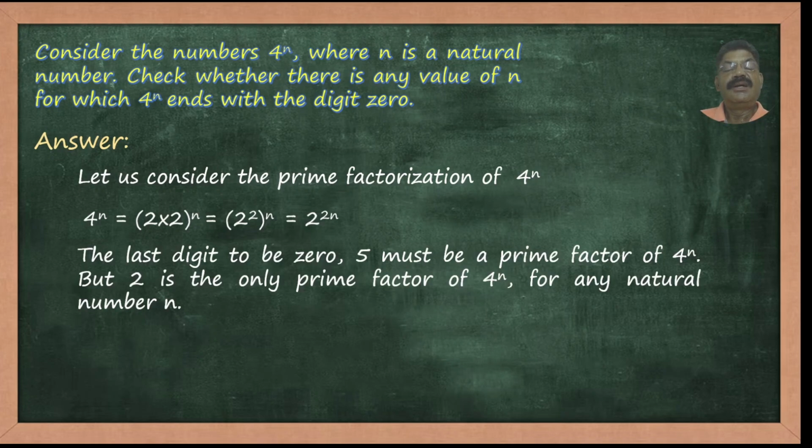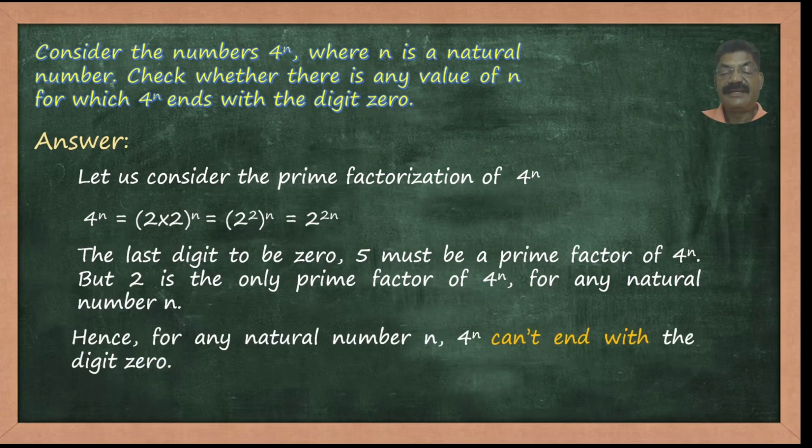Now, we understand that for 4 power n, whatever the n is, 2 is the only prime factor, because it is 2 into 2 into 2 into 2, n times. So 2 is the only prime factor. Now, for the last digit of any number to be 0, 5 must be a prime factor of 4 power n. 2 and 5 must be prime factors. But here only 2 is the prime factor. Therefore, 5 is missing. Therefore, for any n, 4 power n cannot end with the digit 0. I hope the answer is very clear.